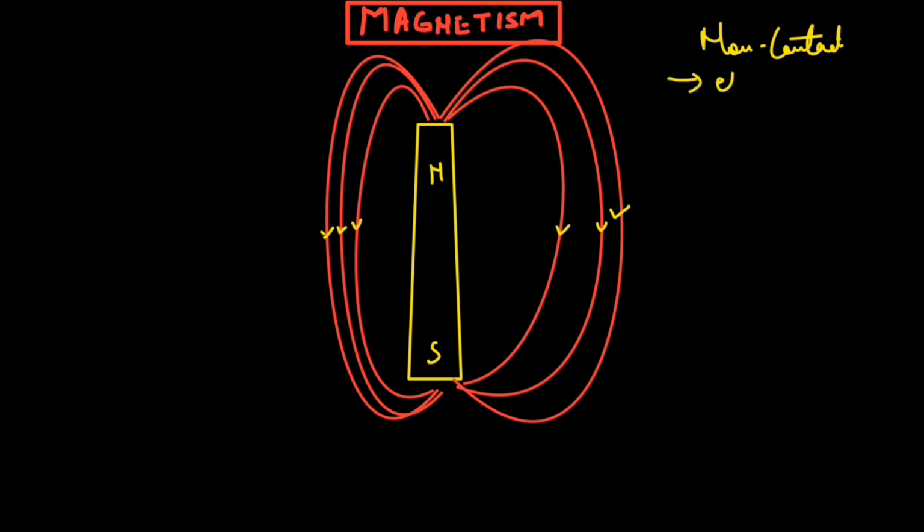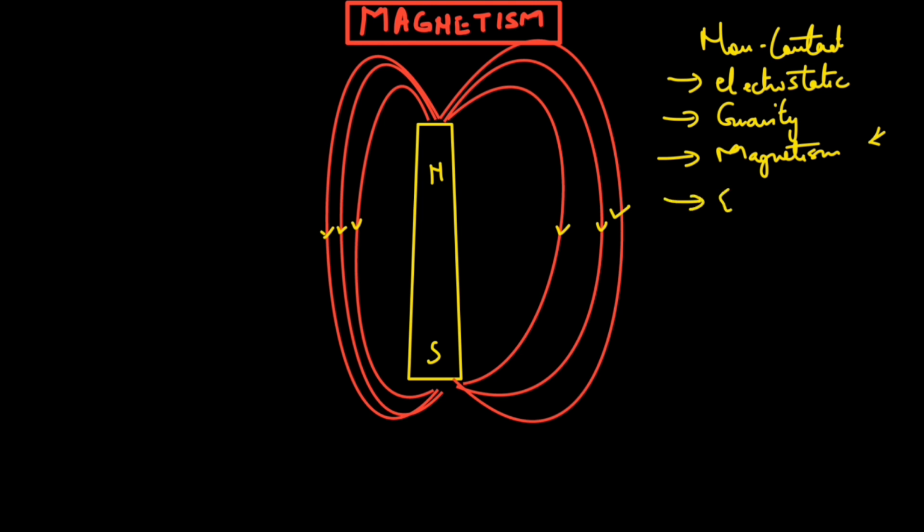An example of that is electrostatic force, gravity, and then you've got magnetism. These three are non-contact forces. And then you've got electric fields as well. So it's not necessary for those objects to be in contact.